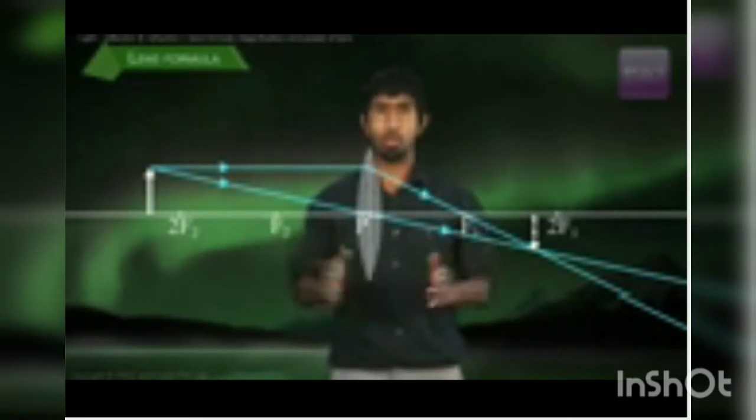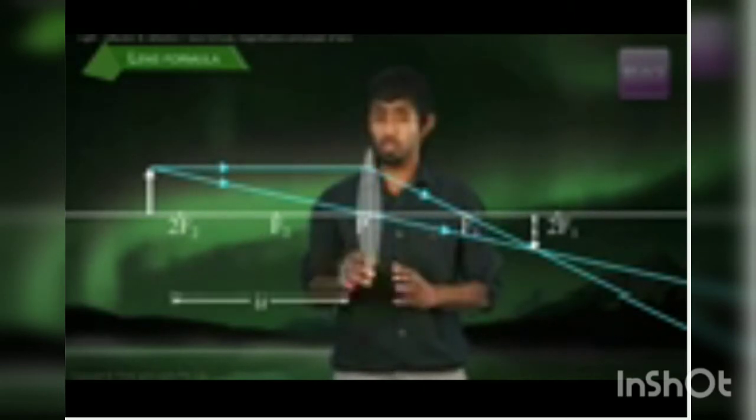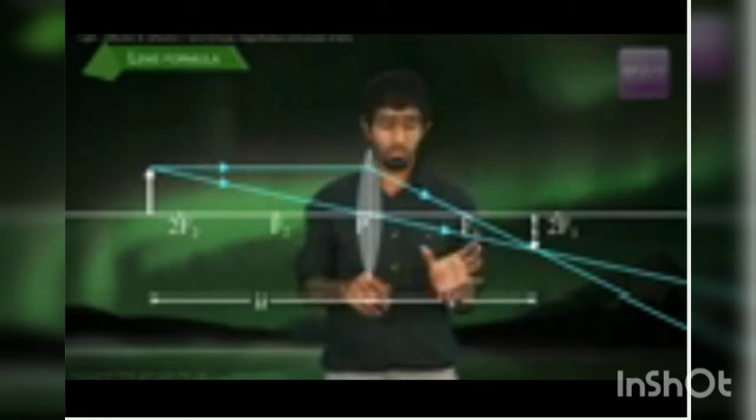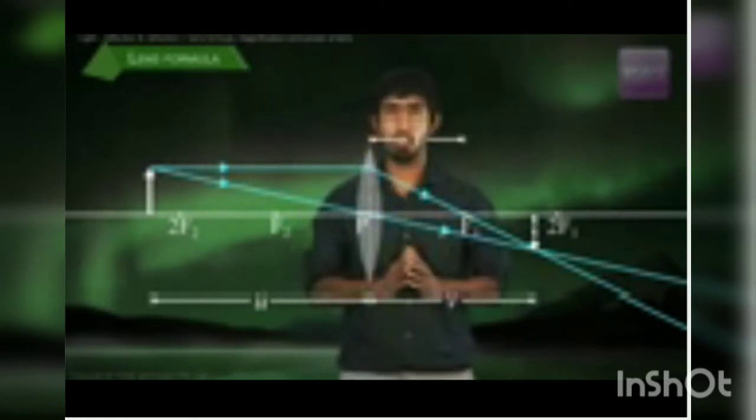Great. So now what do you have with you? A chance to play. And what do you want to connect? U, let's call it the object distance, V, the image distance, and F, the focal length. So let's move this to be able to understand this a little better. Let's put it out there and let's begin to understand what we need.